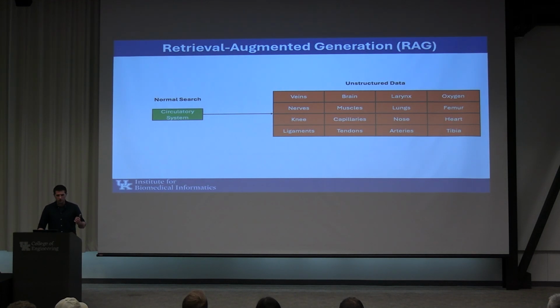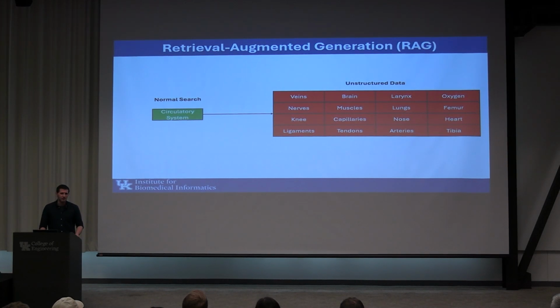So for normal search, if we want to look for the circulatory system in a set of unstructured data, we have just a list of body parts and organs and so on, and circulatory system is not in there. But obviously there are things like heart and capillaries and veins that we would want to be able to find from the circulatory system if we were to search for circulatory system.